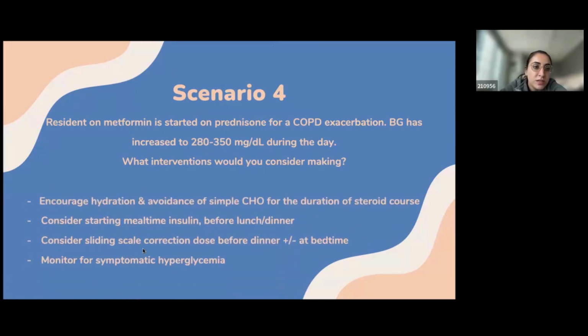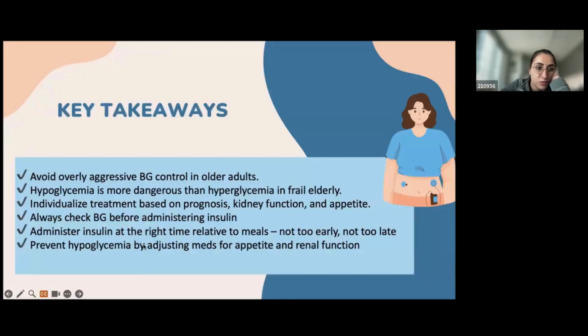And what we could do is mostly encourage hydration, water, and avoiding simple carbs for the duration of the steroid course. You can consider starting a mealtime insulin like before lunch and before dinner, not necessarily before breakfast, because as I had mentioned earlier, if we're on prednisone, the most affected times of the day for hyperglycemia would be after lunchtime and after dinner time. If you want to avoid starting a scheduled insulin dose, you can consider a sliding scale correction just in the evening before dinner and at bedtime. And then monitor and increase blood sugar checks for the duration of the prednisone course.